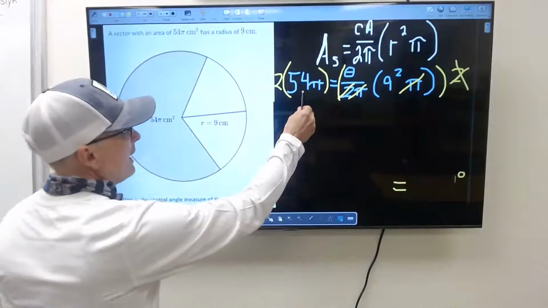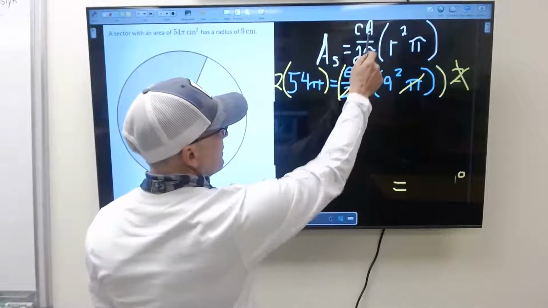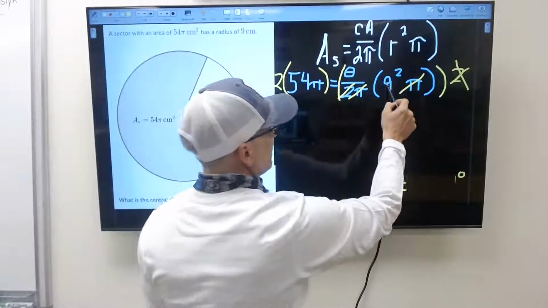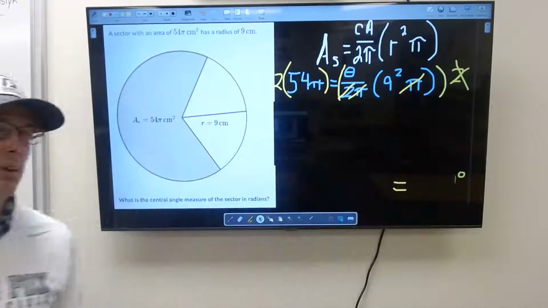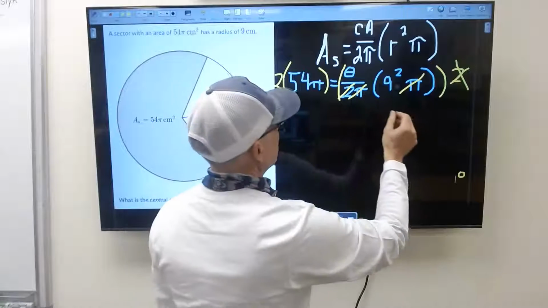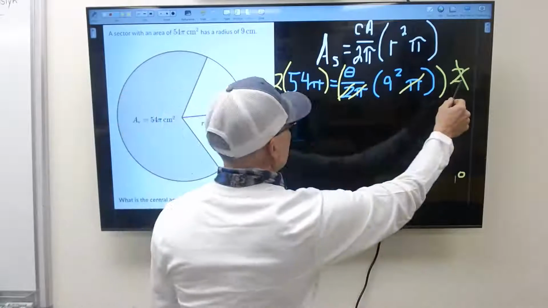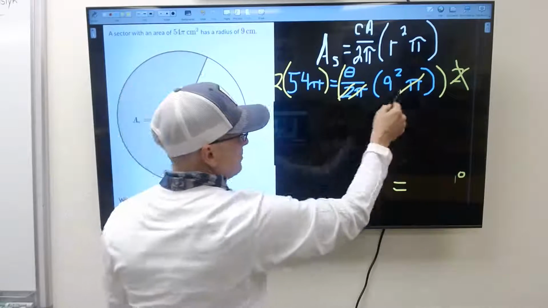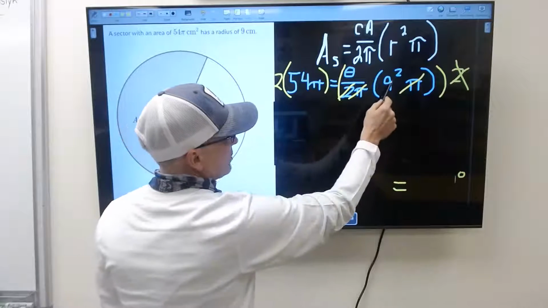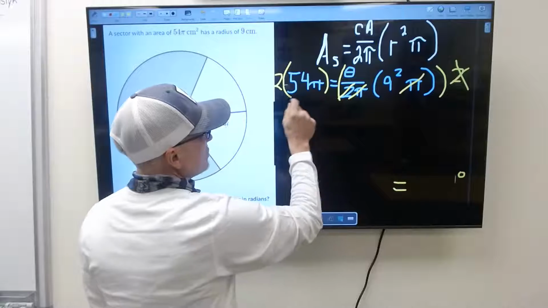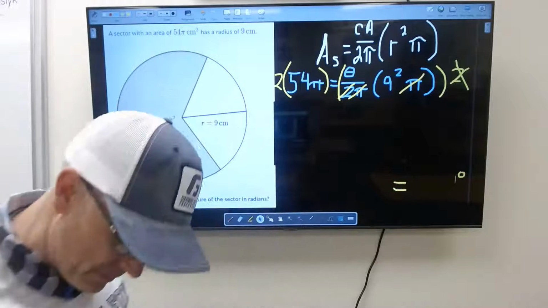So 54 pi, and I've got 2 pi there. My radius is 9, so I put it in there. Everything's written down. Again with the fraction. Multiply both sides by 2. These pi's cancel out. These 2's cancel out. So I'm left here with 81 and theta.